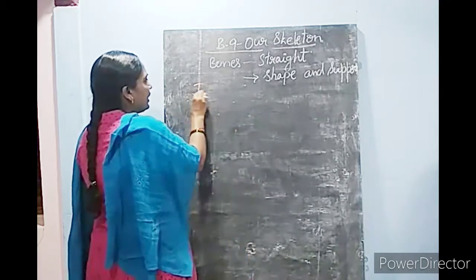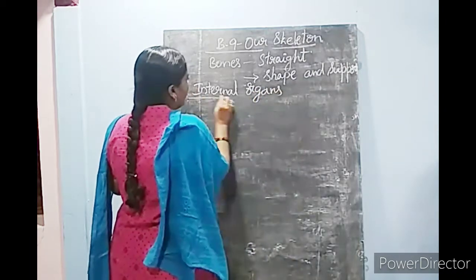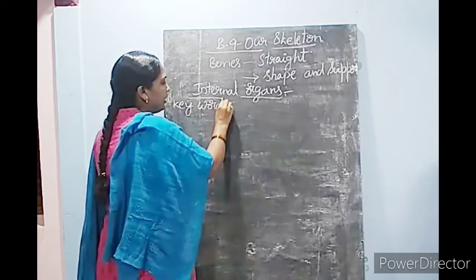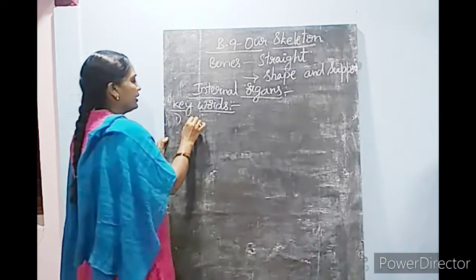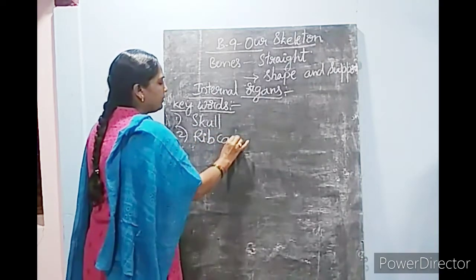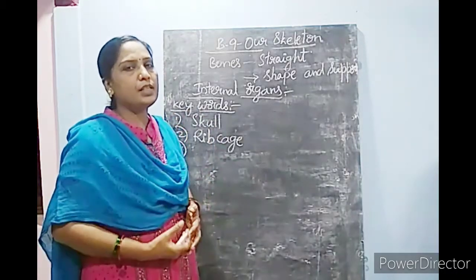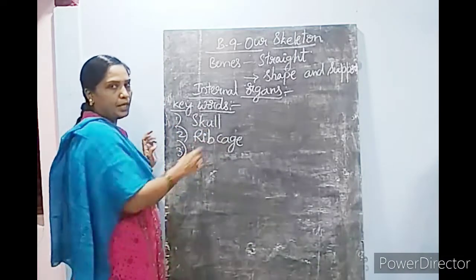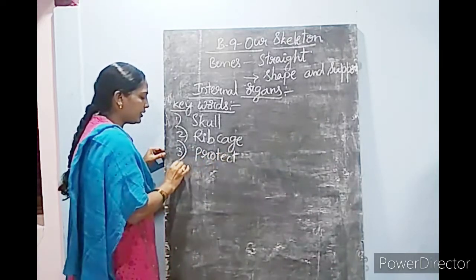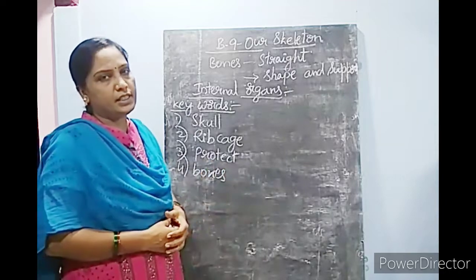What's the meaning of internal organs? In today's class, you are going to read some keywords which you don't know before. You did not learn about these words. They are skull, ribcage. These keywords, along with me, note down in your notebook by pronouncing the spelling. Skull, ribcage, protect, bones. So these are the words you are learning in this lesson.